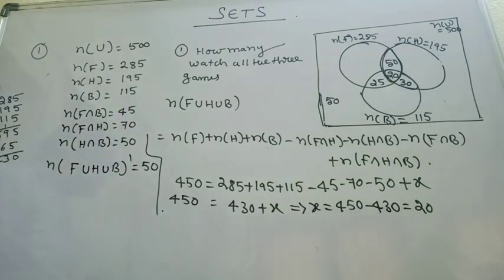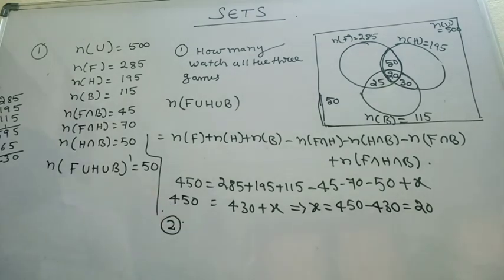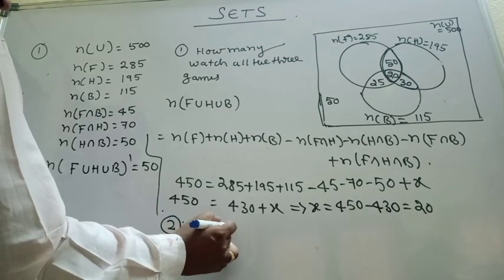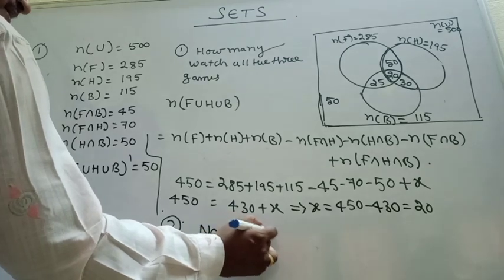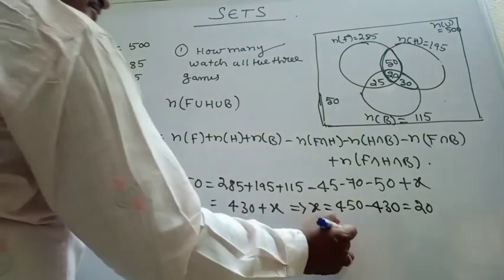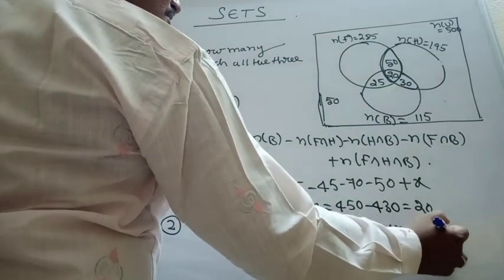Wonderful. Now the second thing they have asked in this problem: the first one was how many watch all the three games, and the second one is how many watch exactly one of the three games. Number of persons who watch exactly one of the three games, right?